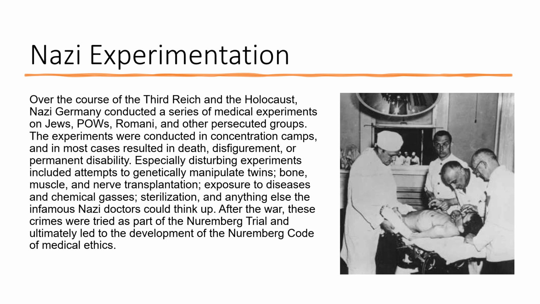They tried genetic manipulation on twins. They tried to transplant bones, muscle, and nerves. They exposed people to diseases. They sterilized anything they could think of. And so these two were formally acknowledged, and a trial was held afterwards for these doctors. And that will lead to the development of the Nuremberg Code that's talked about in the next lecture.